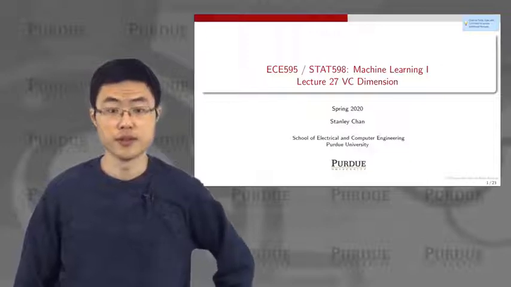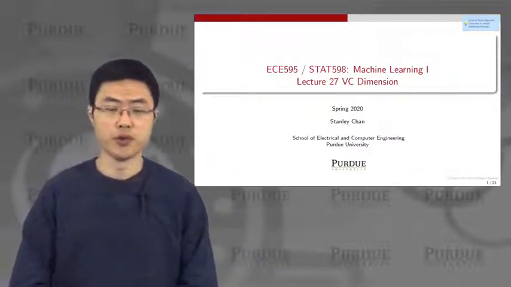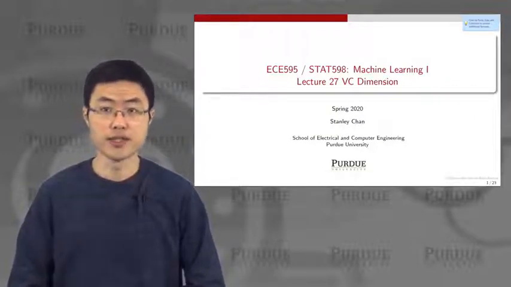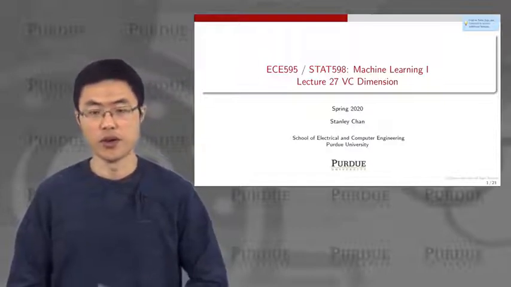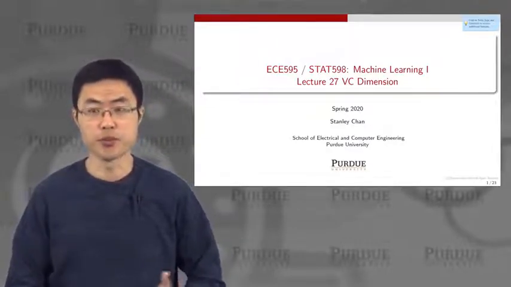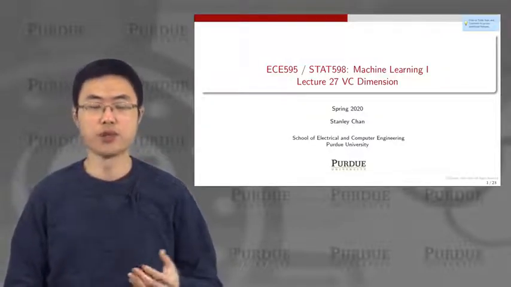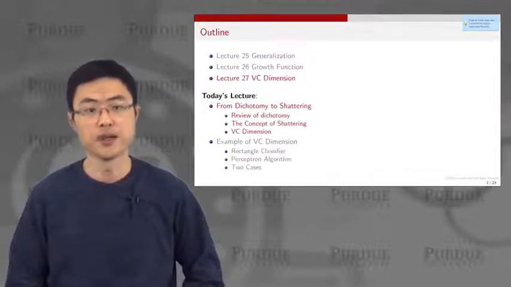Welcome to lecture 27 on VC dimension. Today we are going to talk about one of the most useful things in machine learning theory, which is how do we understand the fundamental limitation of a machine learning algorithm from the perspective of the intrinsic model complexity. And we are going to measure this model complexity using the notion called VC dimension.